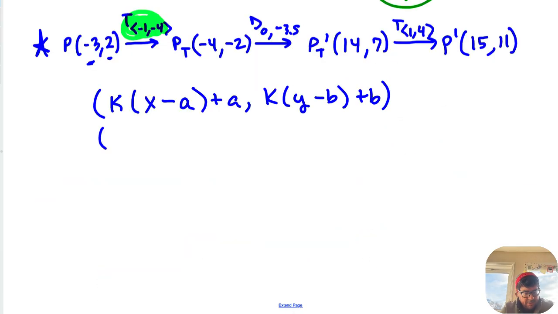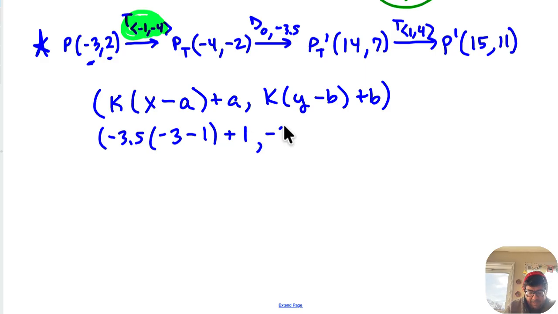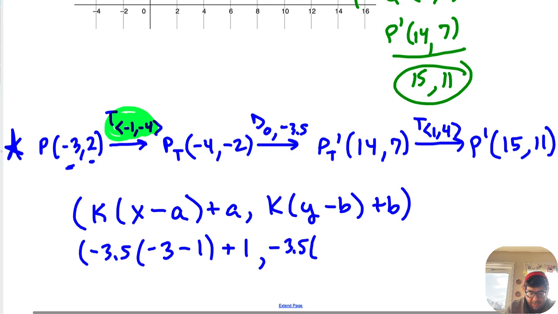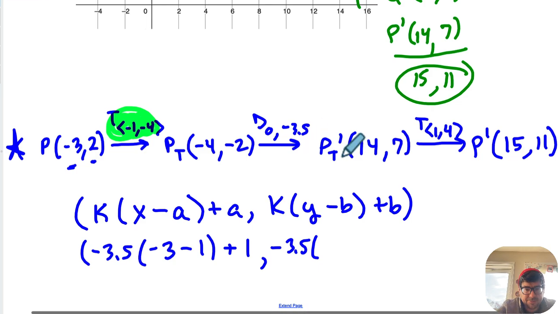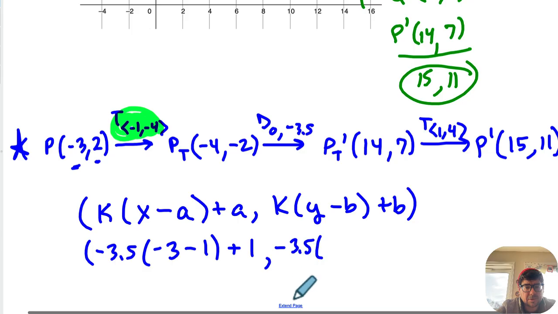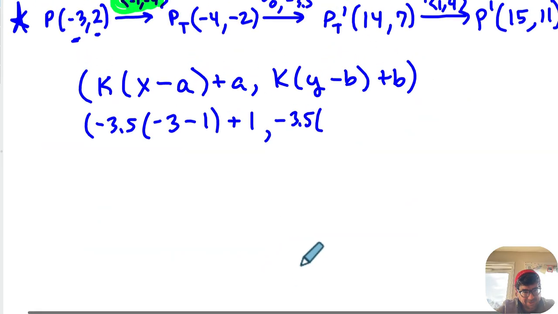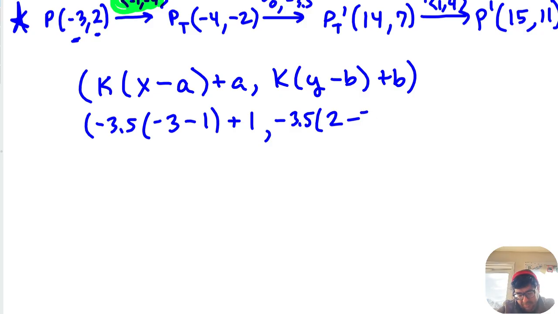So let's try that out here. I'll give myself some more room. The k value is negative 3.5. The original x value of p is negative 3. And we subtract the x value of q. And then we're going to have to add it back after we dilate. And then we do the same thing for y. So negative 3.5 times the y value of p. I jumped around there, sorry. 2 minus the y value of q, which is 4. Dilate it and then add it back.